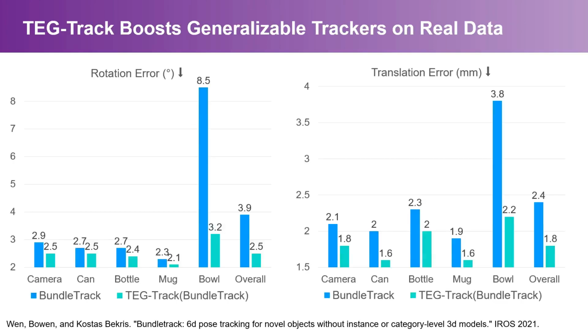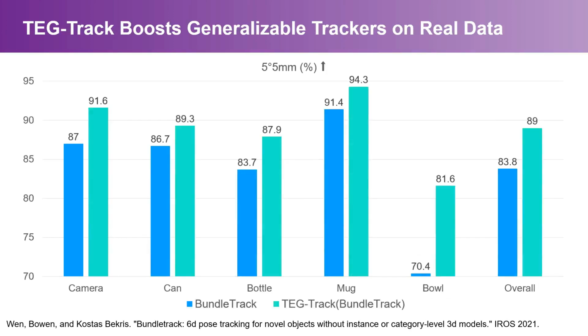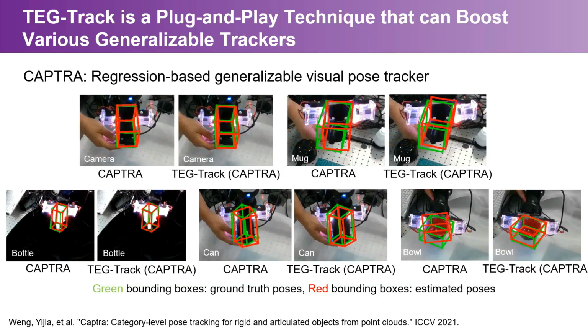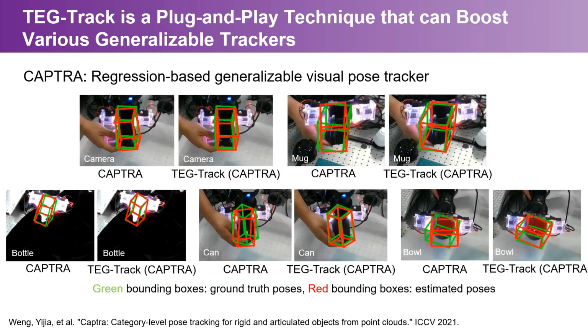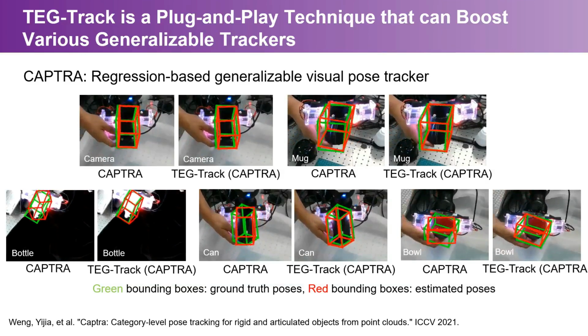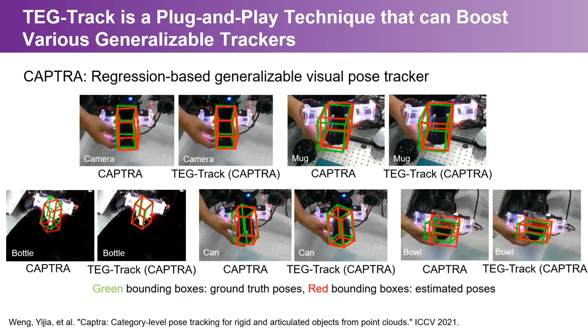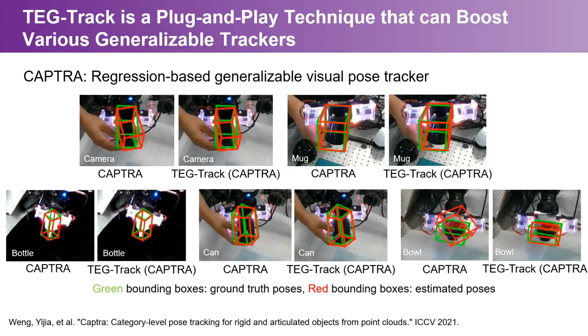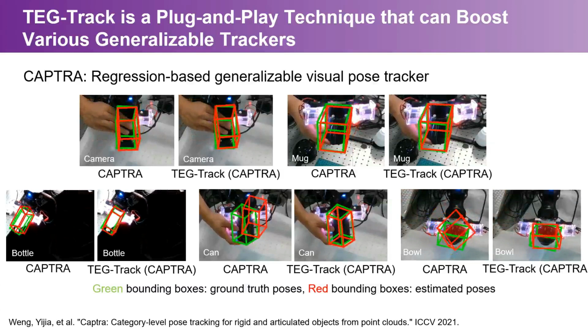Quantitative results show that Tactile significantly decreases mean rotation and translation error, and elevates the 5° 5mm metric on all object categories consistently. Tactile is a plug-and-play technique that boosts various generalizable trackers. Besides BundleTrack, a keypoint-based method, Tactile also boosts CAPTRA, a regression-based generalizable visual pose tracker.